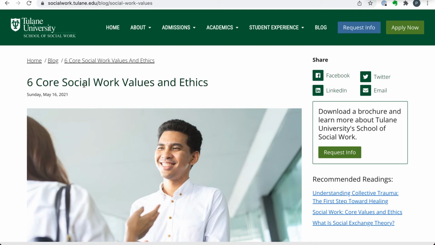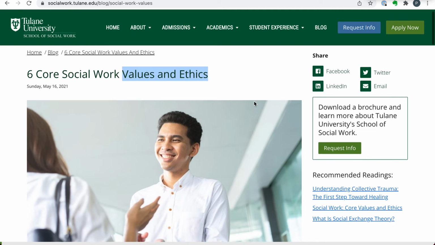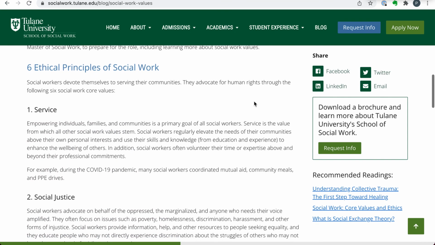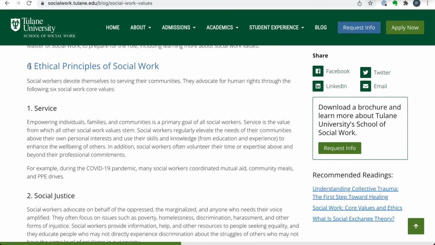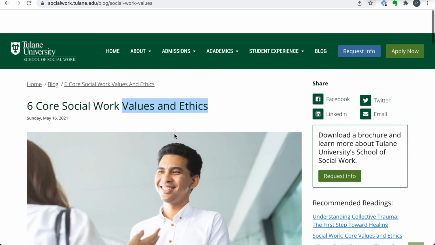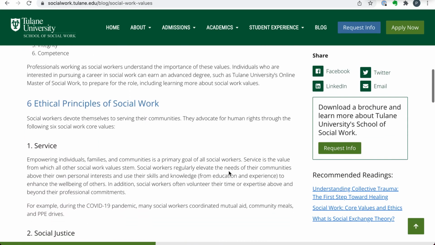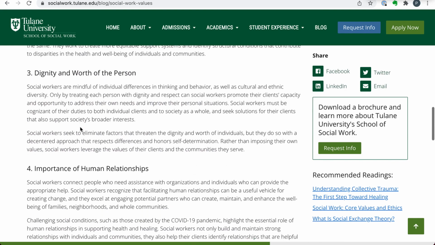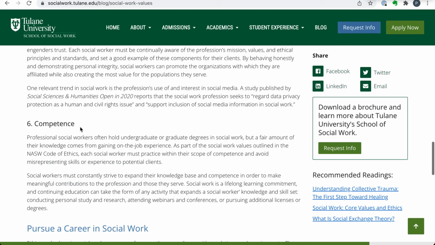So you would think that they are values and ethics, and the author of this article is going to separate values from ethics. But that's not what happens. Just like I had suspected, they're actually lumped together. You see, 6 ethical principles of social work. There's no difference between ethics and values. No, they're all together. There are just 6 ethical principles: service, social justice, dignity and worth of the person, and so on, whatever they may be.